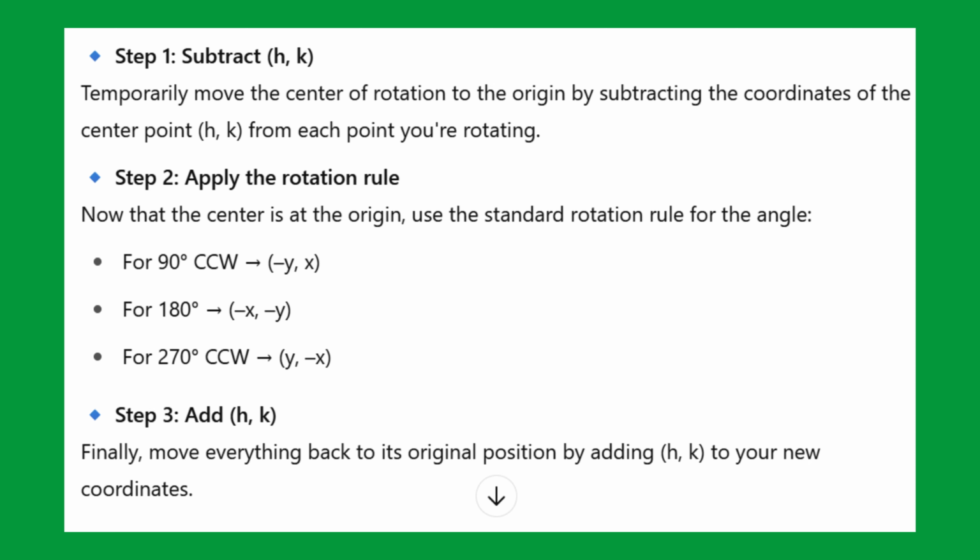For 90 degrees counterclockwise, use (-y, x). For 180 degrees, use (-x, -y). For 270 degrees counterclockwise, use (y, -x). Step 3. Add (h, k). Finally, move everything back to its original position by adding h and k to your new coordinates.